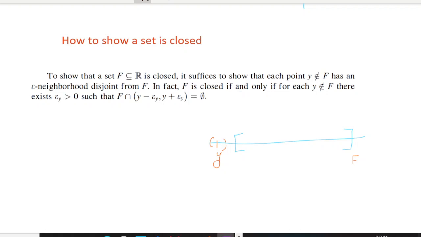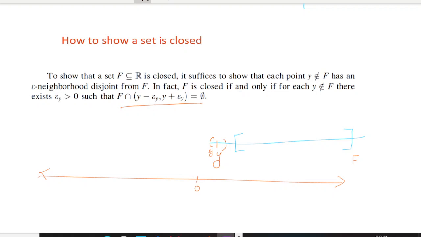Now F is closed if and only if for Y not belonging to F, there exists an epsilon neighborhood of Y which lies completely outside F. That means F intersection (Y minus epsilon, Y plus epsilon) should be empty. Can you follow this?